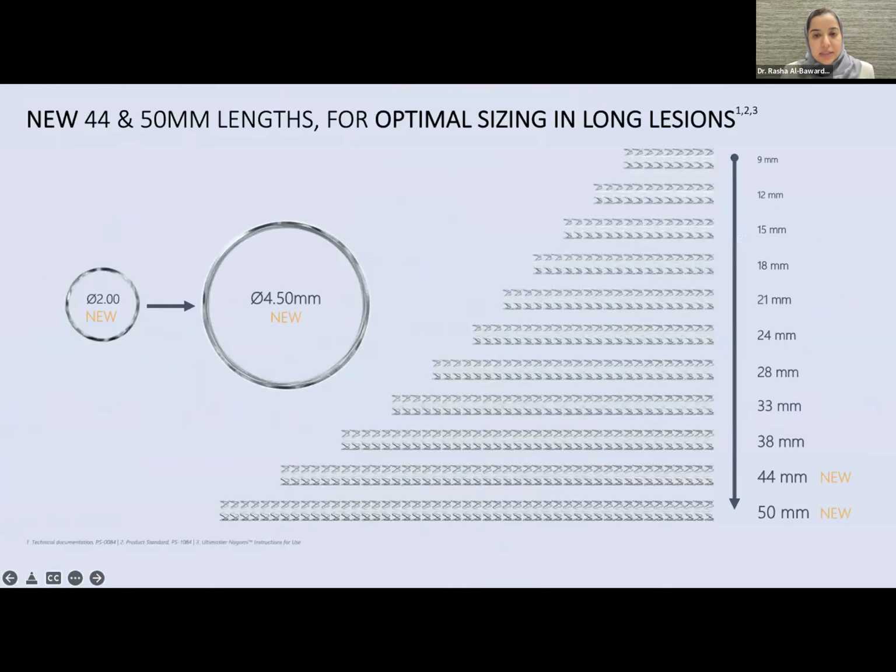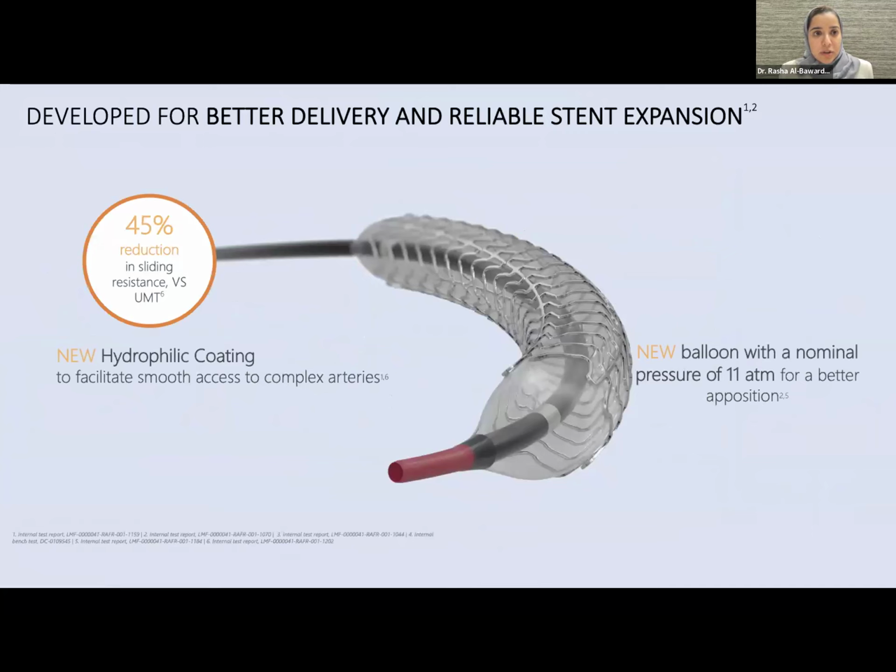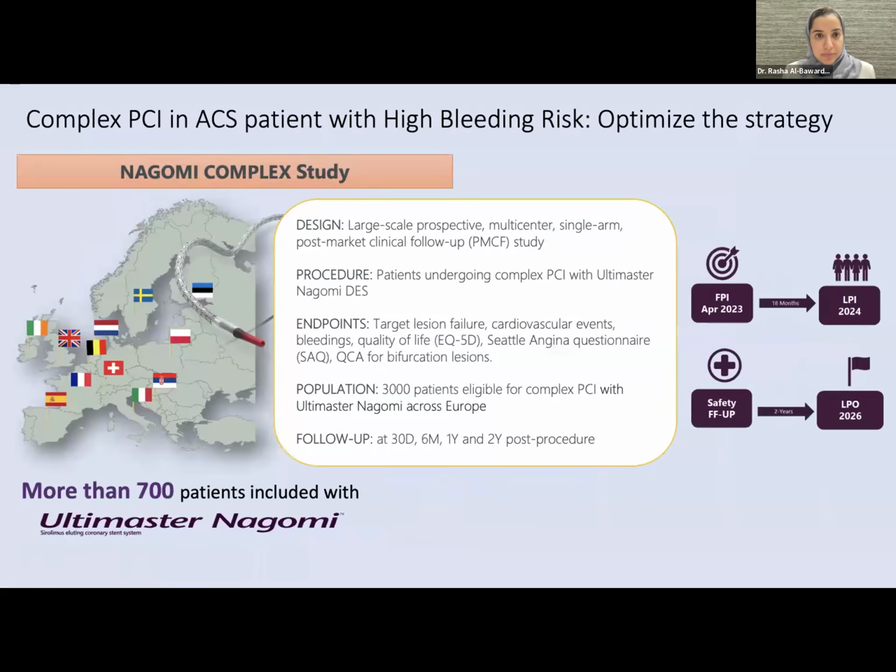And then aside from the diameter, they also come in longer lengths. So for diffuse disease, you can use one stent with a range all the way up to 50 millimeters in length. In terms of other designs within Nagomi, it actually has a newer balloon with better apposition in terms of expansion, so that will help, as well as the hydrophilic coating, which facilitates deliverability as well.